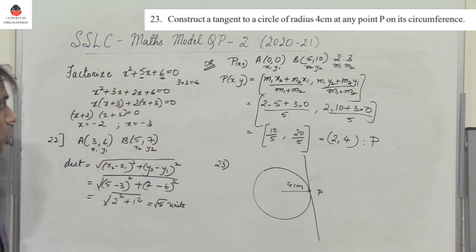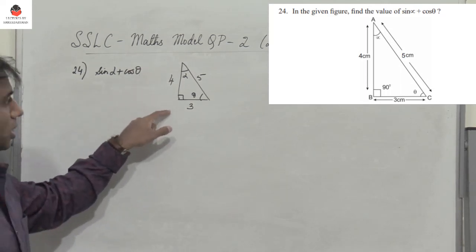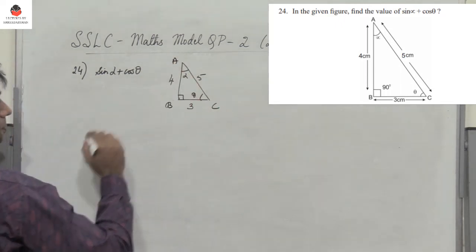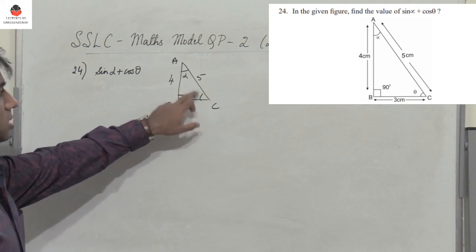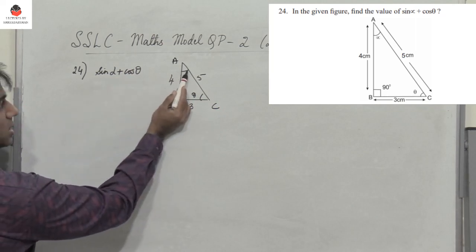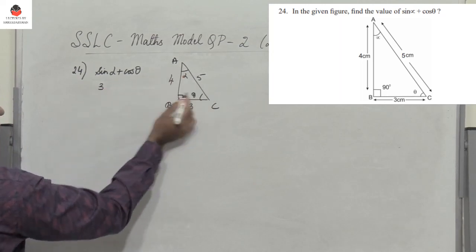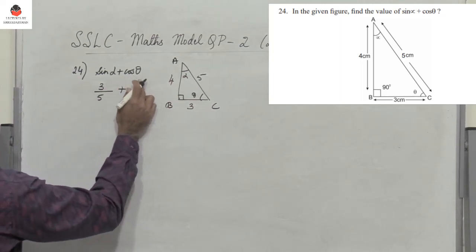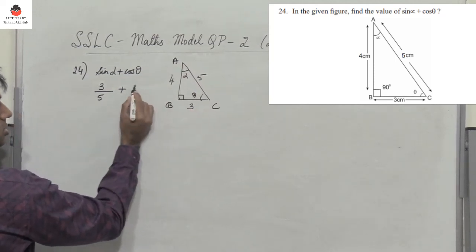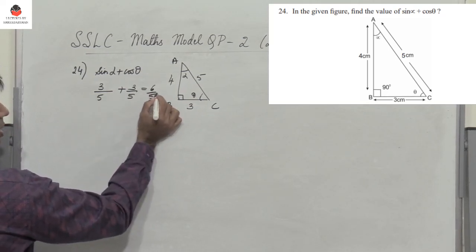So let's move on to problem 24. Problem 24 is again an easy problem. Given a triangle, let's assume that this is ABC, for example. This is 90 degrees, theta is here, alpha is here. We need to find sine alpha plus cos theta. Now what is sine alpha? This is angle alpha. Sine is opposite side by hypotenuse. So opposite side is 3 divided by 5 plus cos theta. Cos is adjacent side by hypotenuse. So for theta the adjacent side is 3 divided by 5. So 3 by 5 plus 3 by 5 is nothing but 6 by 5 is the answer.